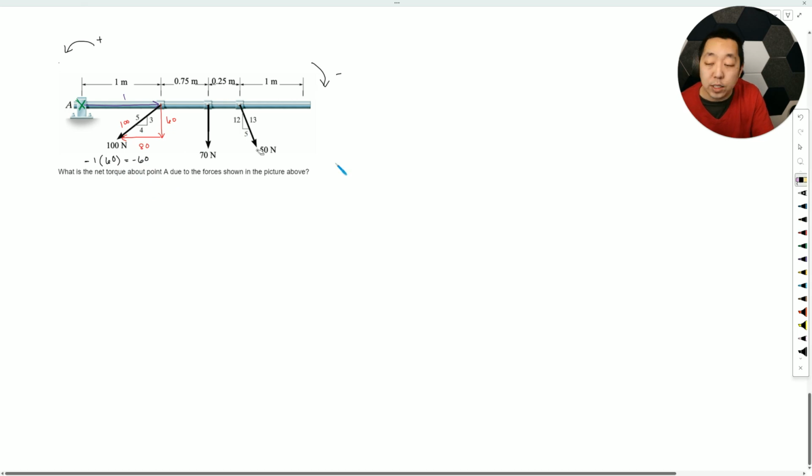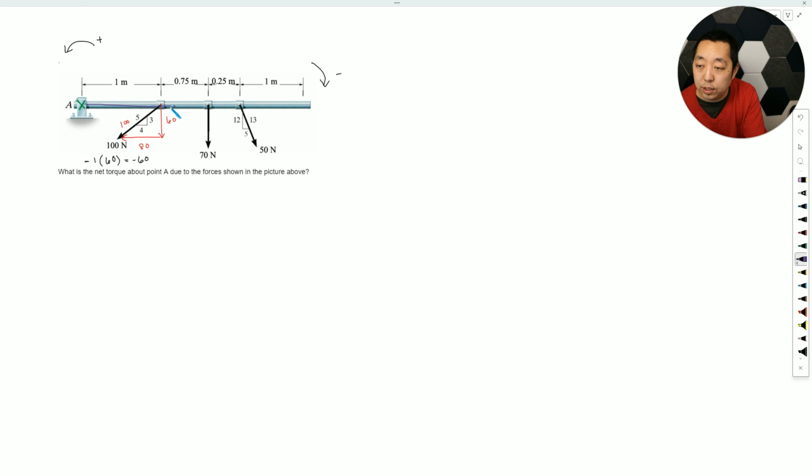Okay, so now let's do the next one. Let's do this R vector here. We draw the R vector from here to this force, and this R is 1.75. That's the distance. They're already perpendicular, so you just multiply them. So it's negative 1.75 times 70, which is negative 122.5. Okay, so that handles that one.